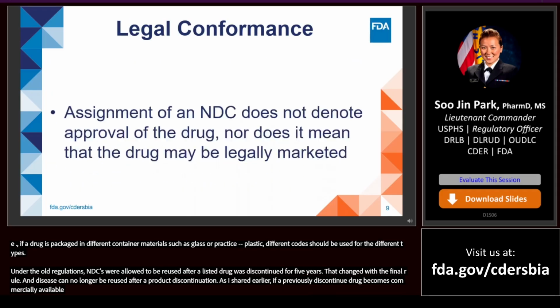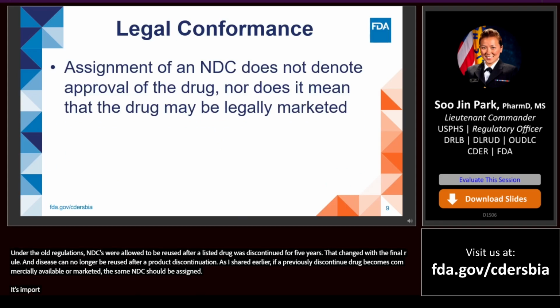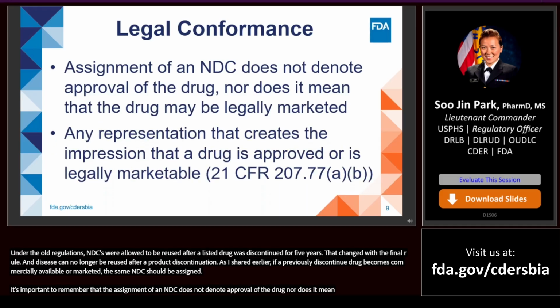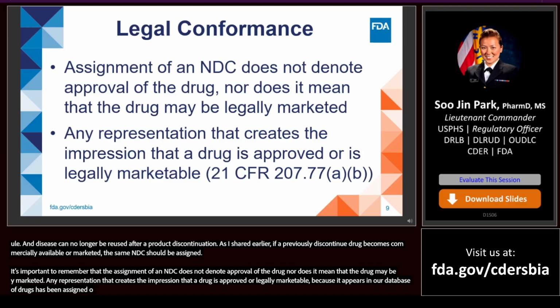It is important to remember that the assignment of an NDC does not denote approval of the drug, nor does it mean that the drug may be legally marketed. Any representation that creates the impression that a drug is approved or is legally marketable because it appears in our database of drugs, has been assigned, or displayed an NDC is misleading and constitutes misbranding.